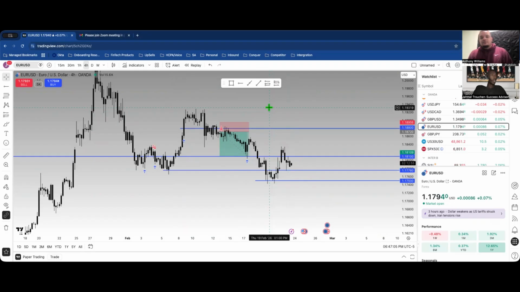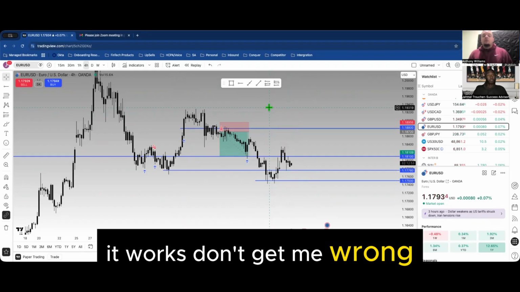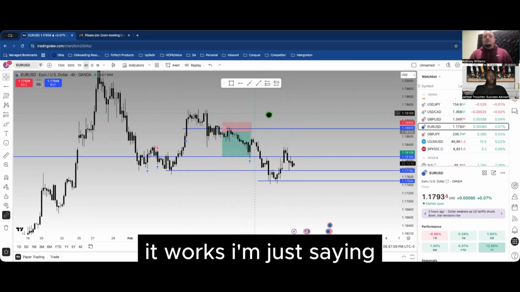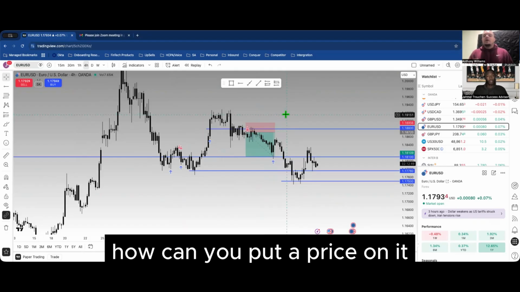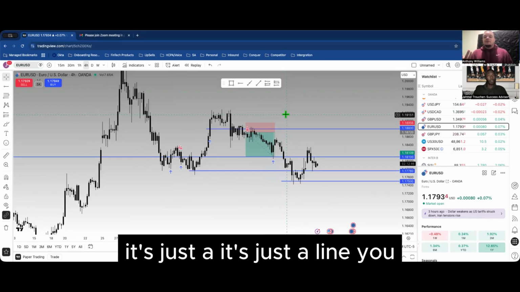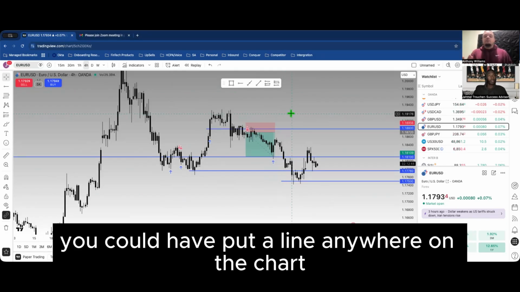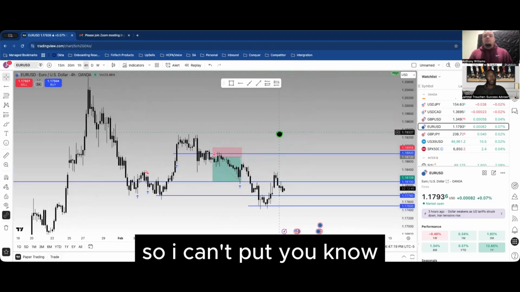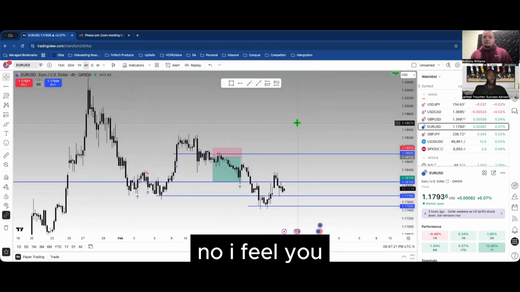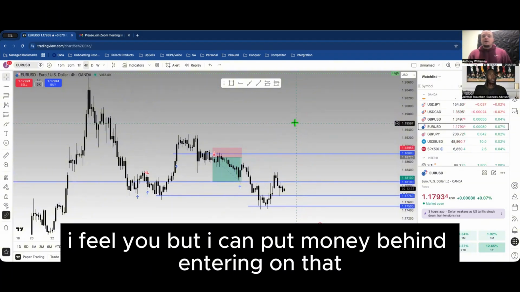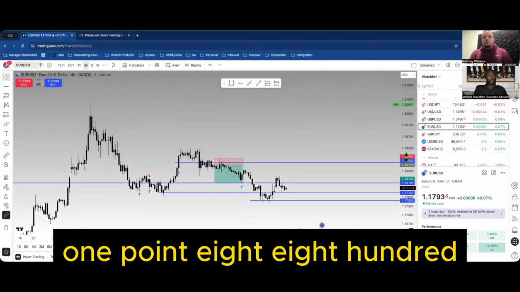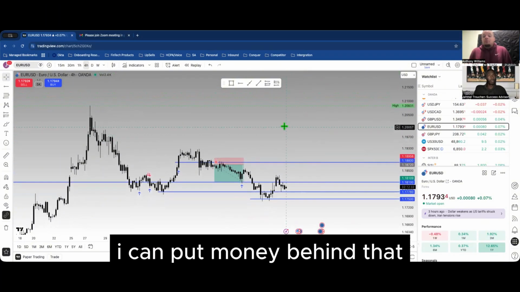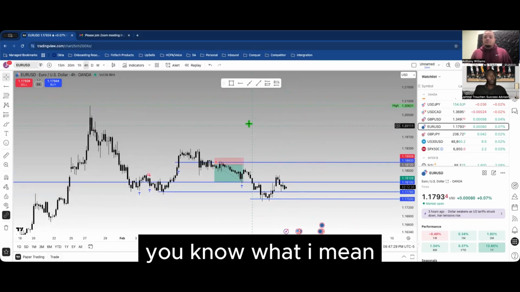I mean, it works, don't get me wrong, it works. I'm just saying, how can you put a price on it? It's made up. It's just a line. You could have put a line anywhere on the chart. So I can't put money behind it. Yeah, I feel you. But I can put money behind entering on that 1.18800. I could put money behind that, you know what I mean?